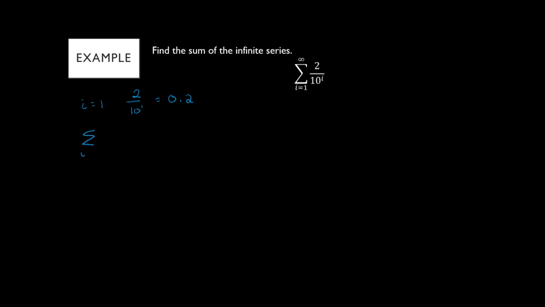Now, what if instead of going to 1, we wanted to count the first 2 terms? So that would be 2 over 10 plus 2 over 10 squared, because the second term, i, is equal to 2. I'm going to just do that in my calculator and write it as a decimal, 0.22.